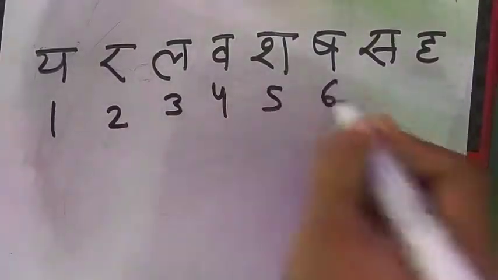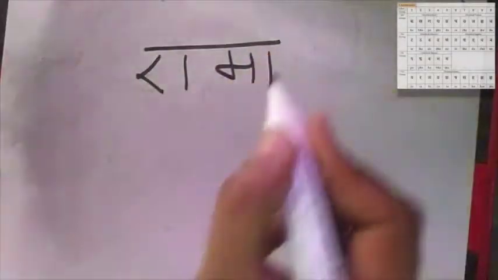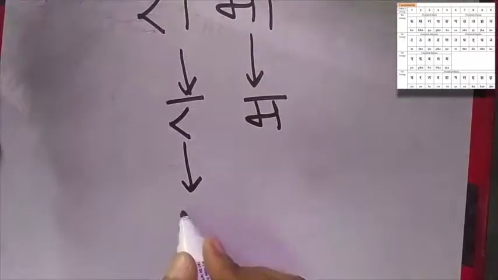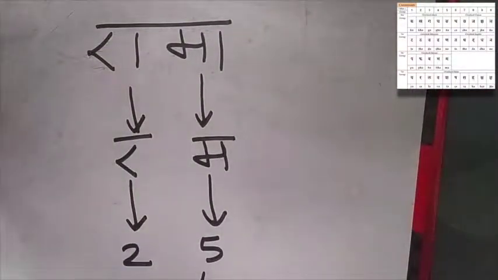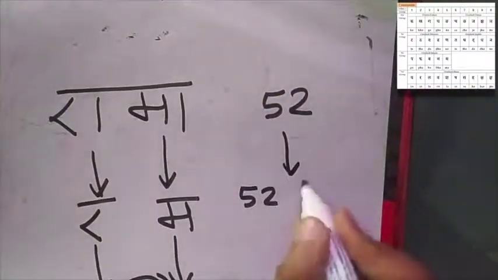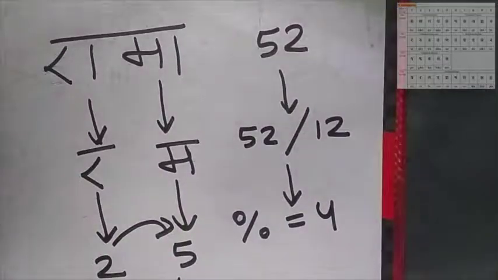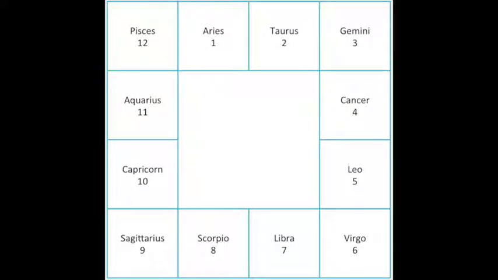So take the simple example, Rama. First we have to remove the vowels, so only Ra and Ma remain. Ra has the Varnank of 2, Ma has 5. Then we have to reverse the order, so it becomes 52. Then take the modulo of 12, because we have 12 Rashis and we have to map it to one of them. The answer comes to 4. Then the fourth Rashi of the Kalpurush, that is Cancer, is studied with respect to the person.